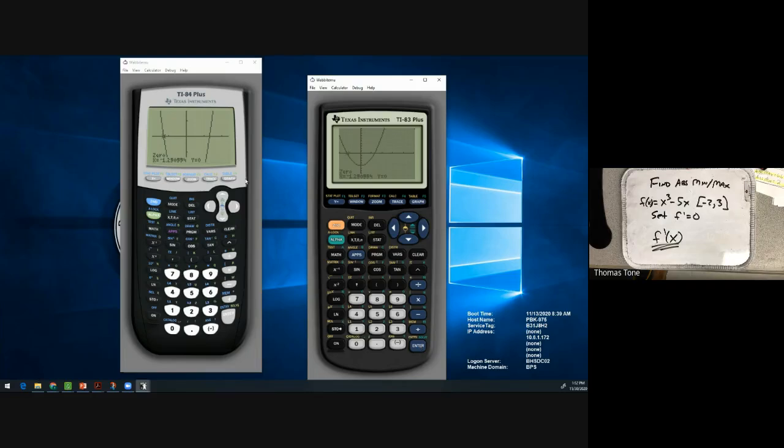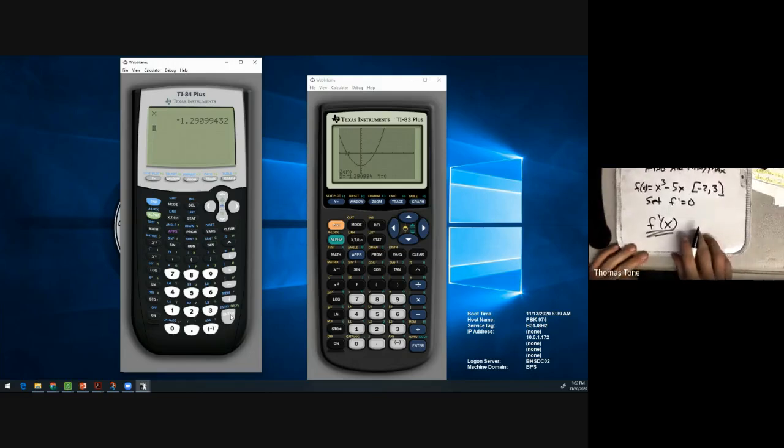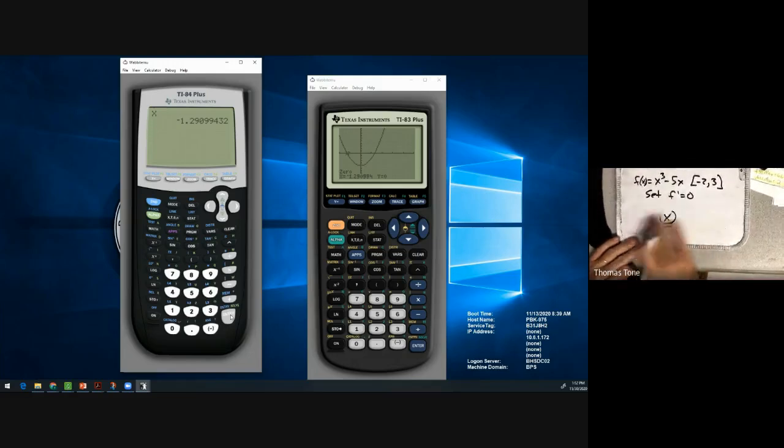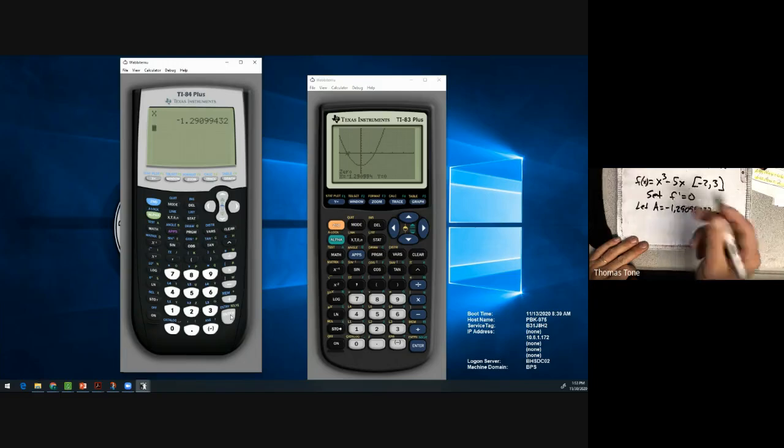All right, this part's huge. Write this number down, but not yet. Get out of here. Hit second quit. What was that number? Hit X. Hit enter again. That number comes up. All right, and here's what we're going to write on our paper. We said set f prime equal to 0. All right, we're going to say let a equal -1.290994. Write them all. Don't round this yet.